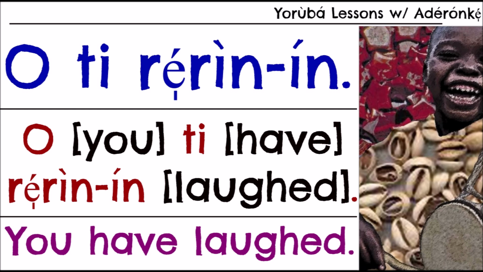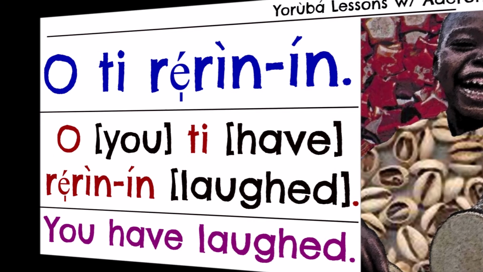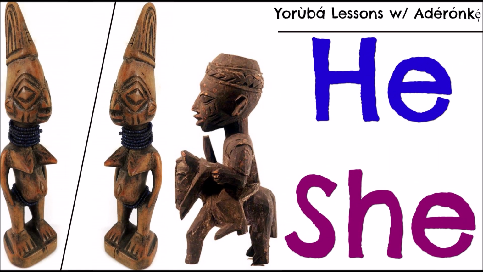otireri. Otireri. O is you. Ti is have or had. Reri is laugh. So you have laughed. Otireri. Moving on to the next one, O is she or it.